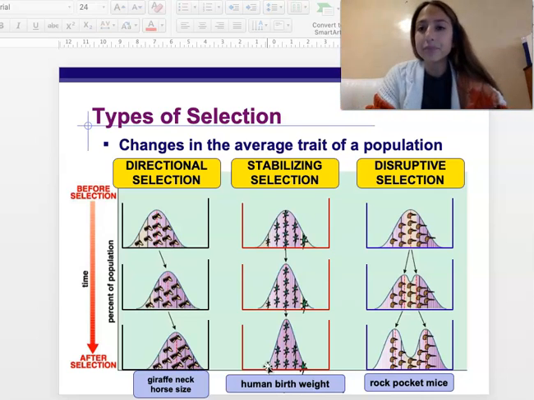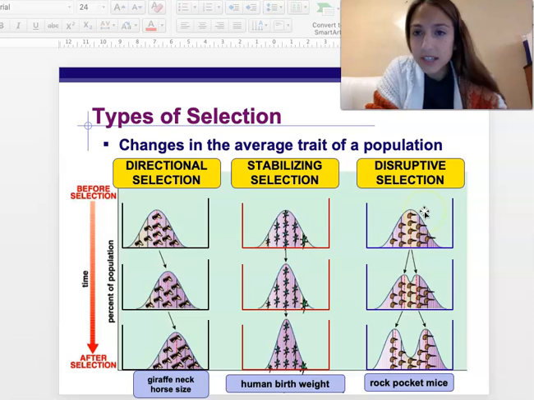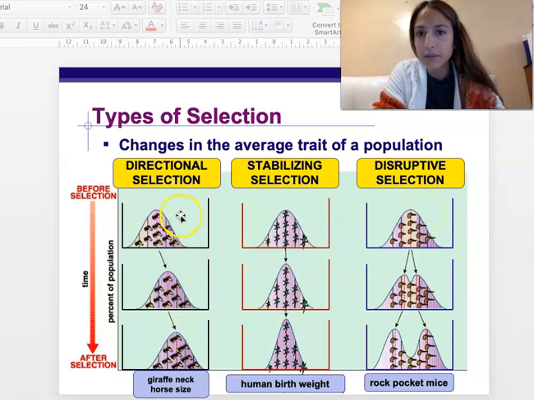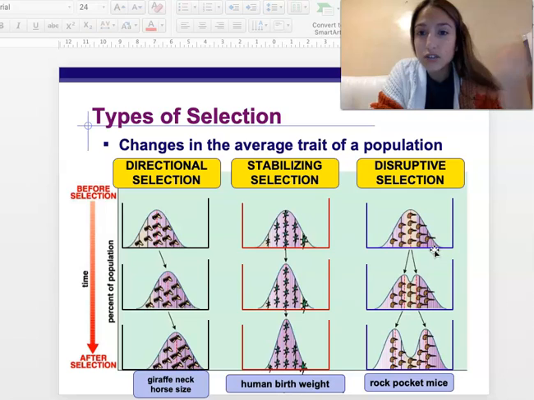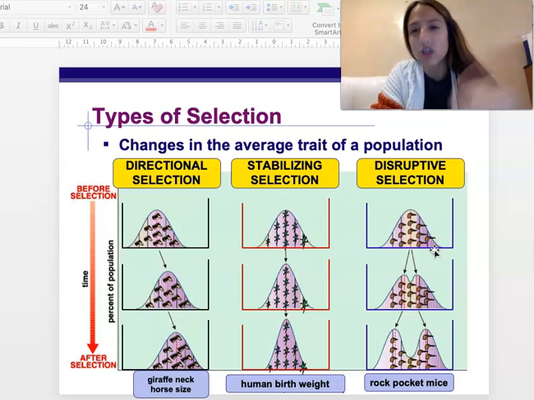Okay. You can also have disruptive selection, when it's not just one extreme that is favored, like for example here being super large as a horse, but it can be two extremes. Okay, so this can be, for example, something like rock pocket mice. They can have different colored furs. They can be very light or they can be very dark. And depending on their environment, it is suitable for them to be light or dark. It's not suitable for them to be in the middle. Why? Because in their environment, they can have very light rocks or they can have very dark rocks.